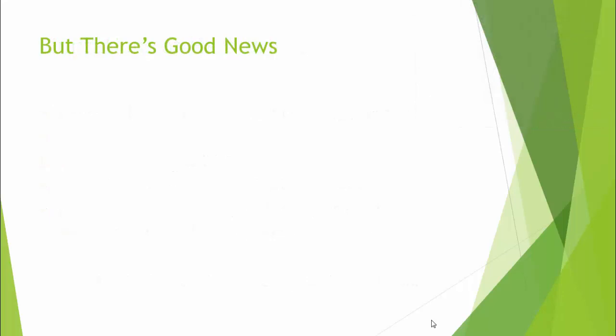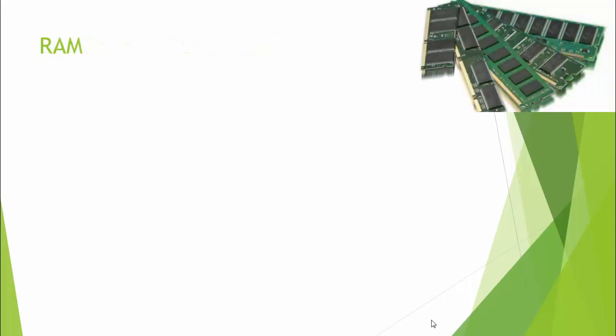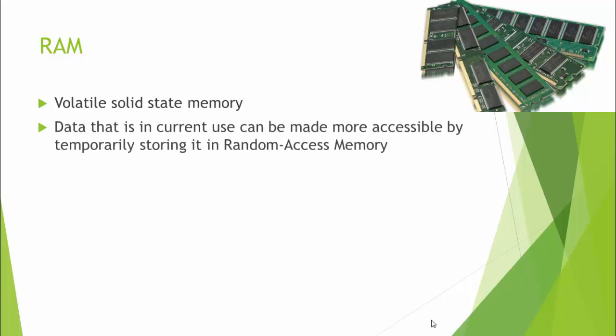However, there's good news. So there are other ways to store information, and one of these is RAM. Now, RAM is different from a hard drive. It's volatile, solid-state memory. So almost every aspect of this is different from a hard drive. So when we store data on RAM, we don't store it on a spinning disk. We don't need an actuator arm. But it's temporary storage.